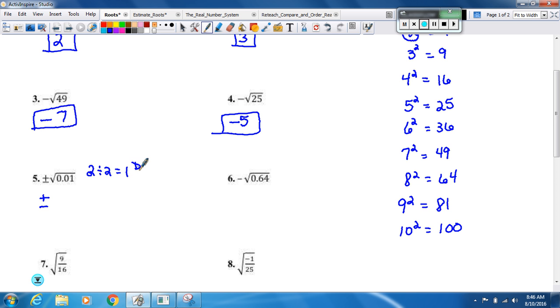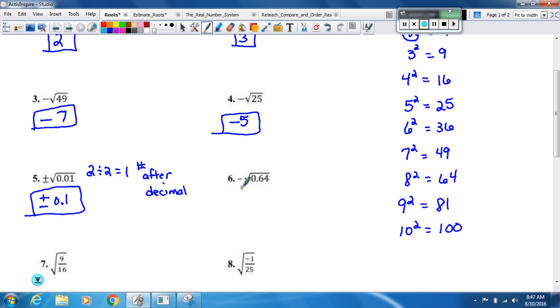That means there's one number after the decimal in your answer. In other words, the one that we got is going to have a decimal point in front of it. So again, you count the number of numbers that are after your decimal point and divide by 2. That tells you how many numbers are after your decimal point in your answer.